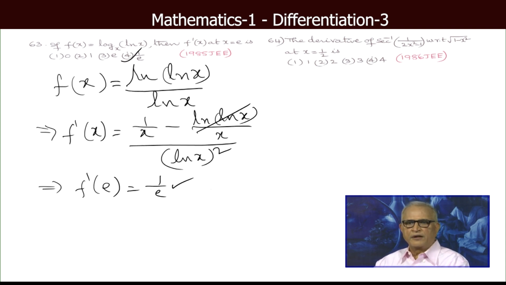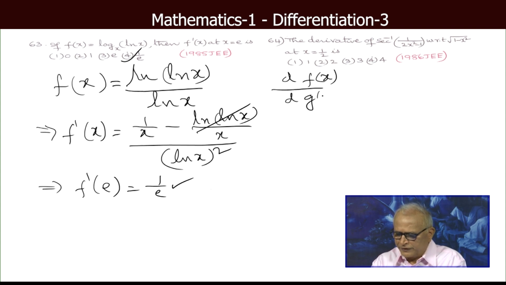Joint entrance paper of 85. The derivative of arc secant of 1 by (2x square minus 1) with respect to root of 1 minus x square at x equal to half is the derivative of one function with respect to another function. This is also a JEE Advanced paper question, a very simple question. Let us write f(x) equal to arc secant of 1 by (2x square minus 1). The derivative of f(x) with respect to the derivative of g(x) is f dash x by g dash x.